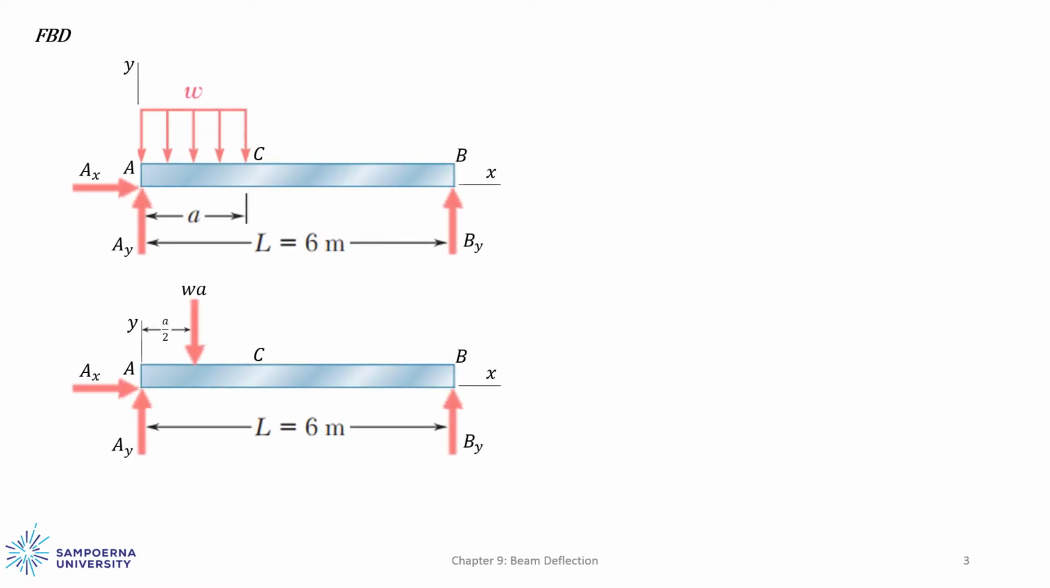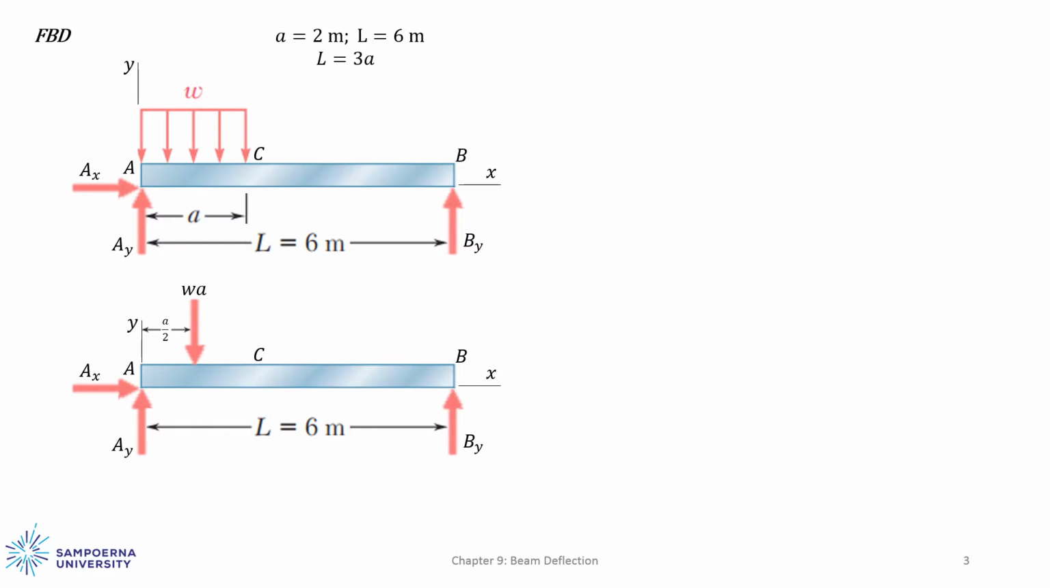First step is drawing the FBD. Point A is a pin, so it has components X and Y. Point B is a roller, so it only has component Y. The distributed force could be simplified into a concentrated force with the amount w times a, and the distance from point A is half of a. We know the length of a is 2 meters and L is 6 meters, so we could say that L is equal to 3a.